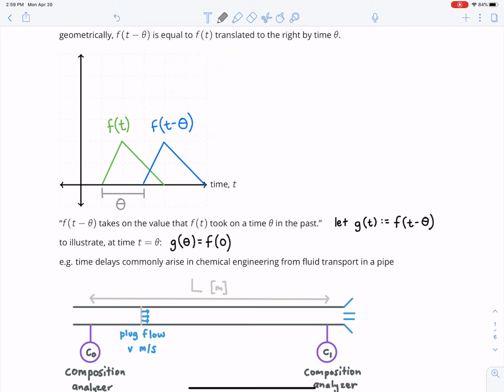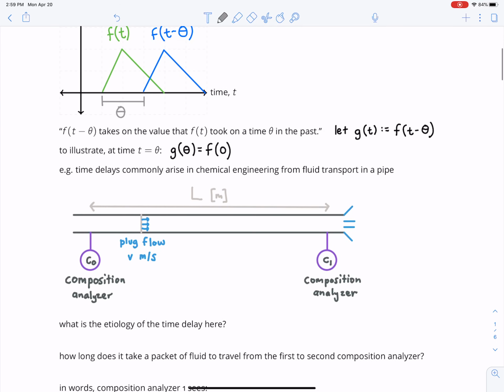And you can also see this geometrically. So right here, if you step back in time theta, the time delayed function took on the same value that f of t took on a time theta ago. And you can do the same thing here. At the apex of the function, you look back a time theta ago, and that's what the shifted function takes on. So you can see it both geometrically and algebraically here.